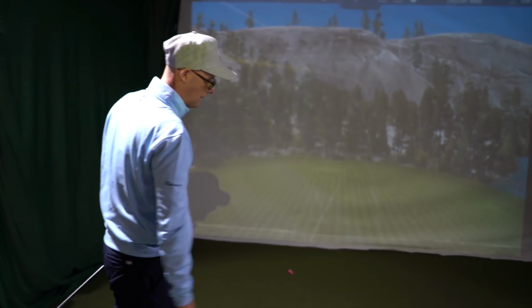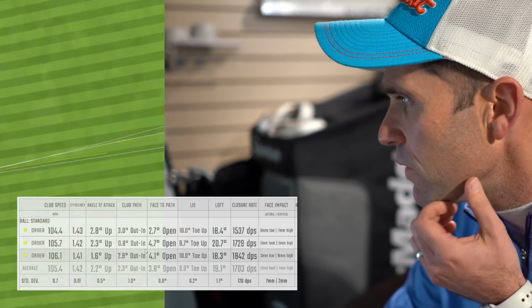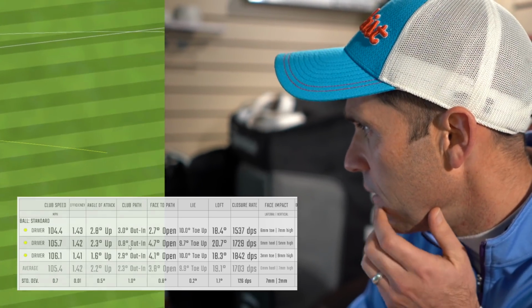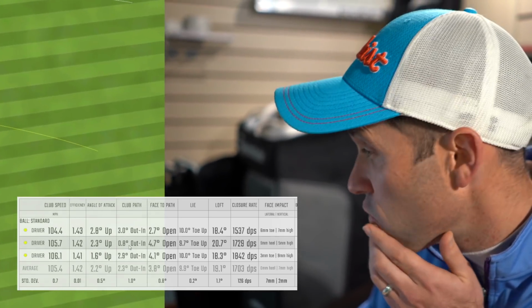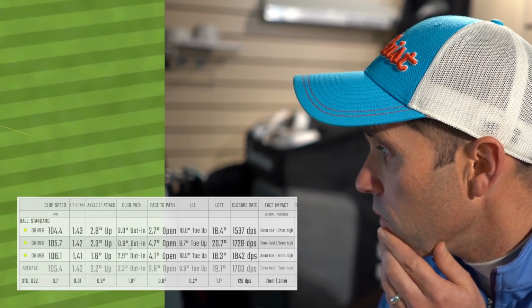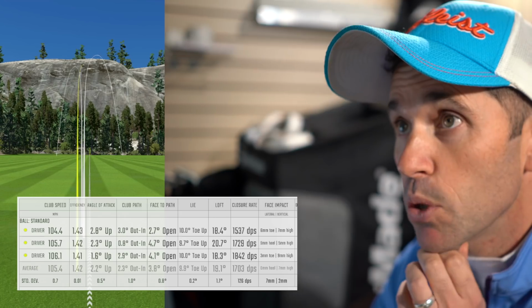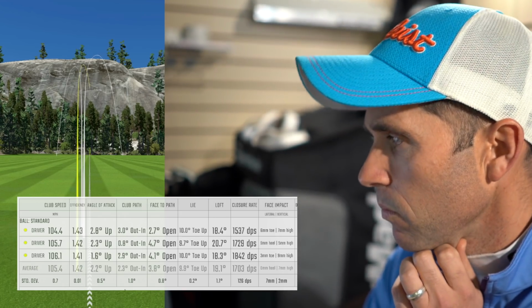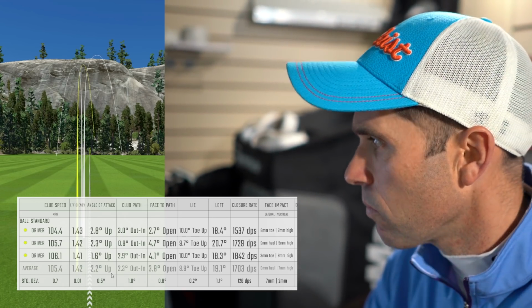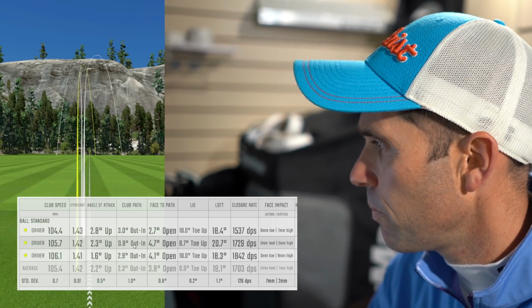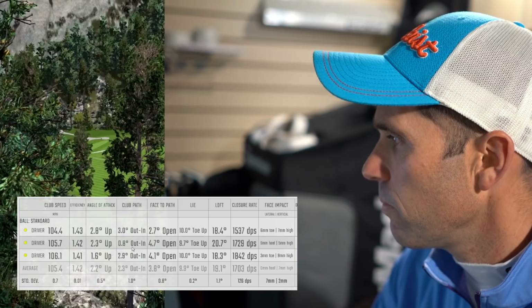Right, let's look at those numbers. Face to path on the second to last shot you hit was 4.7 degrees open, and that's the cuttier one. The last one was 4.1 degrees open, so 0.6 difference between those two. So the face to path on both of those shots were both around 4 to 5 open, within a point something of each other. So they should have the same amount of curvature.